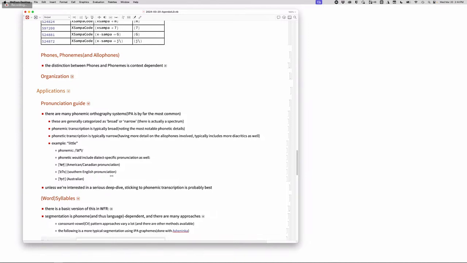What was I going to say? There's got to be a relationship to the voices that we use for speech synthesis. See what I'm saying? Because each one of those voices will have a different IPA representation for a given word.